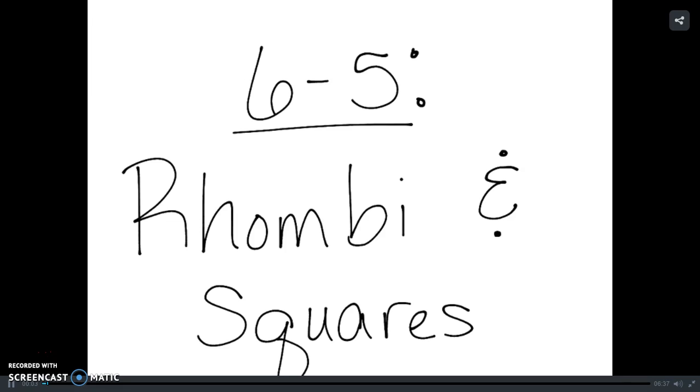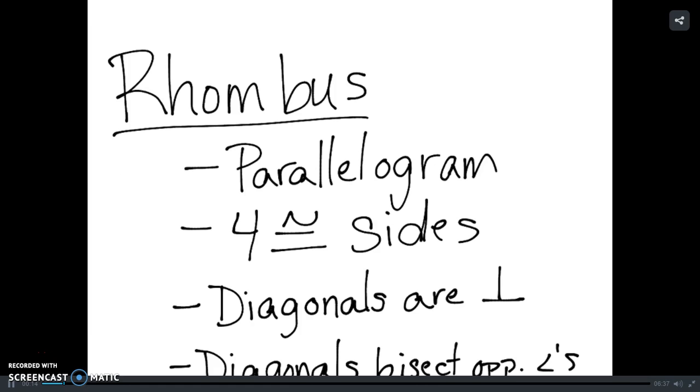Today we're going to be talking about rhombi and squares. Keep in mind that rhombi is just the plural of rhombus. So when we talk about a rhombus, it's the same thing, just singular. So let's talk about what is a rhombus first.